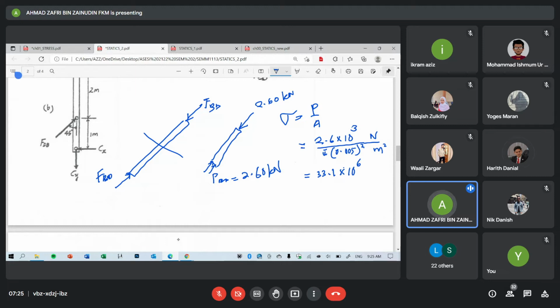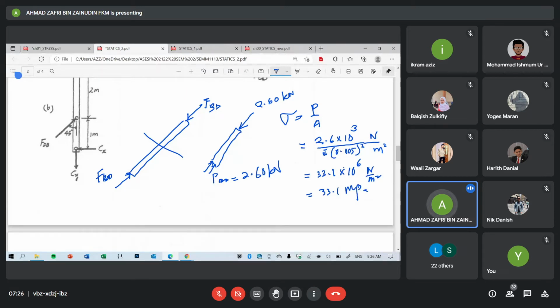Newton per meter square. Okay, we take this one, let's say one decimal point, 33.1 times 10 power 6 Newton per meter square, right? So it is 33.1 mega Pascal, correct? Newton per meter square is Pascal, right? Times 10 power 6 is mega, right? That's the stress.